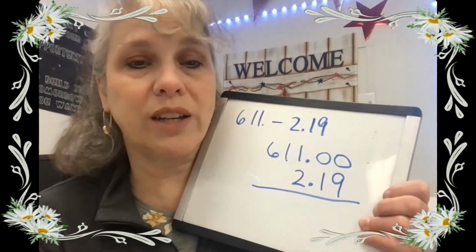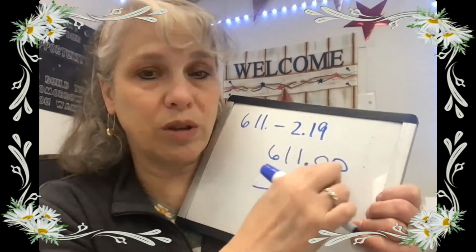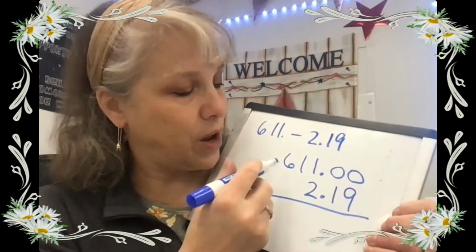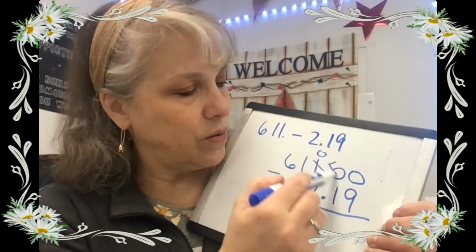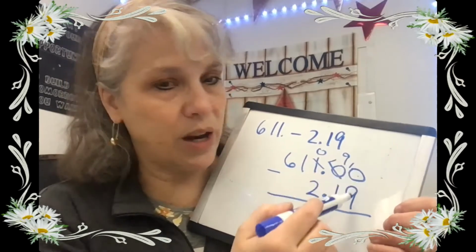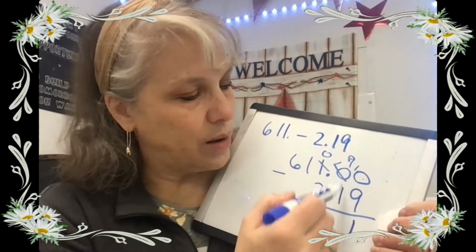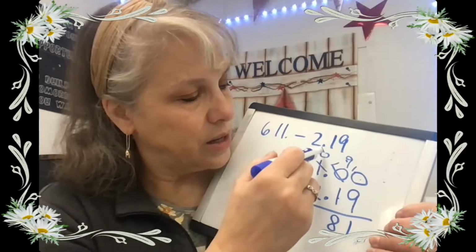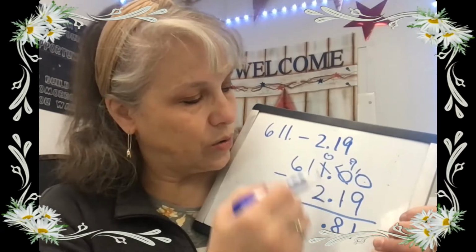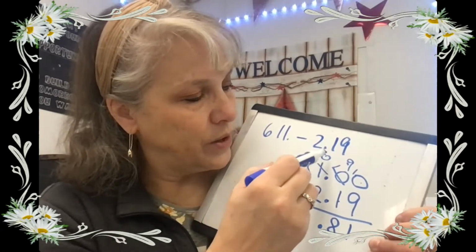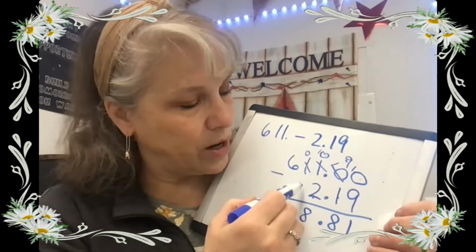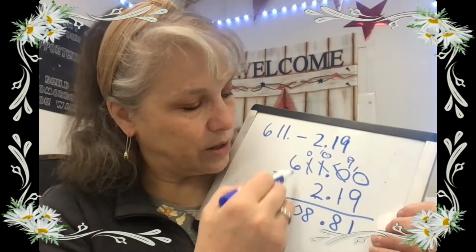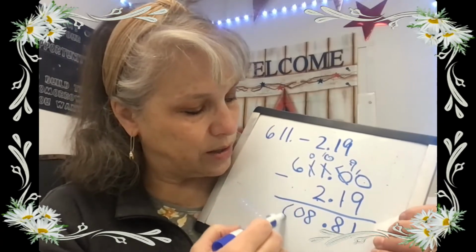Now this is not a choice. When you're subtracting, it's not a choice. If there are no zeros up here, you have to put them up there, and then you're going to subtract. So 10 minus 9 is 1, 9 minus 1 is 8, 0 minus 2, okay, I have to borrow. 10 minus 2 is 8. Now I can say 0 minus 0 is 0. 6 minus 0 is 6.